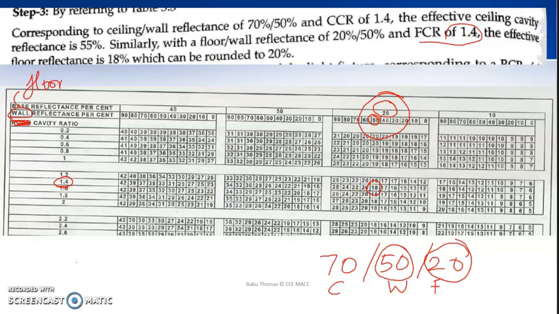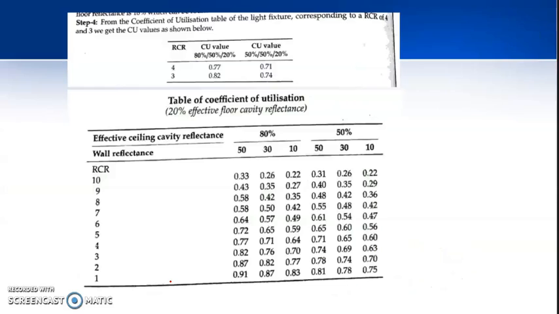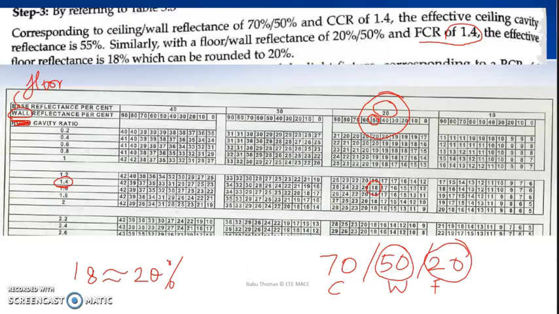So corresponding to 1.4 and 20 and 50, it is 18. So 18 is the floor cavity reflectance, and this you are assuming it as 20%. So that is how you are arriving at the values of the cavity reflectances.